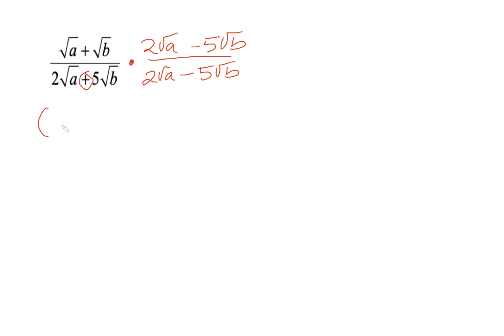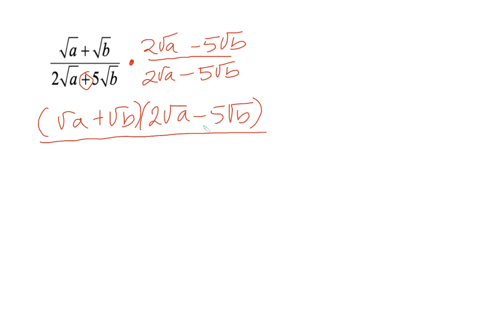So the top portion is radical A plus radical B times 2 radical A minus 5 radical B. The denominator is the easy portion. Remember, we're squaring this. So you have 2 square root A, which you're squaring. So 2 is being squared and radical A is being squared. Now, if you square 2, you get 4. And the square cancels the square root, so that's 4a.